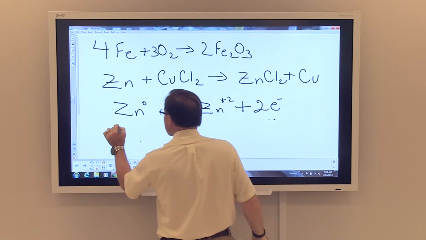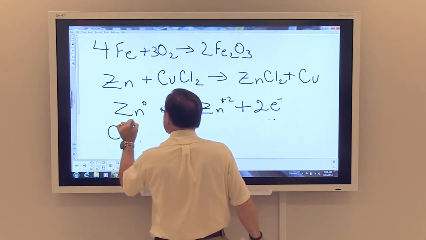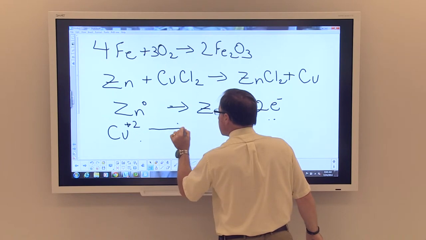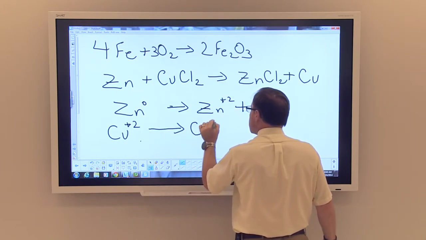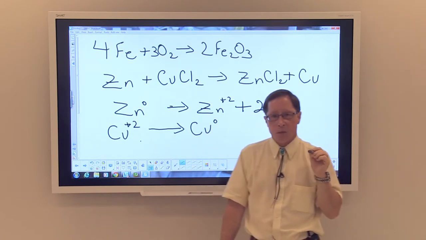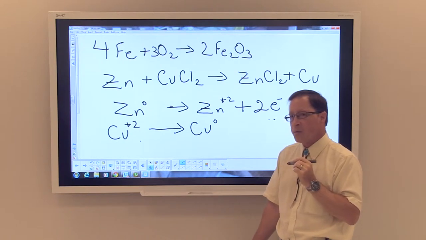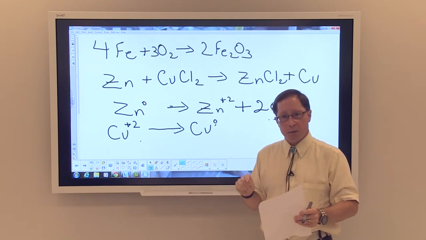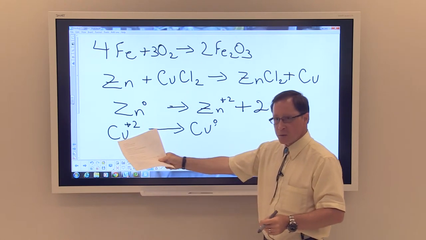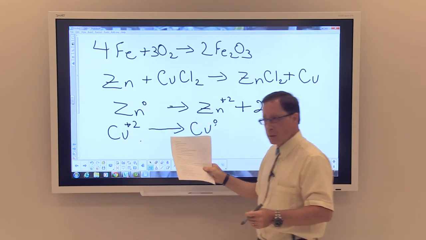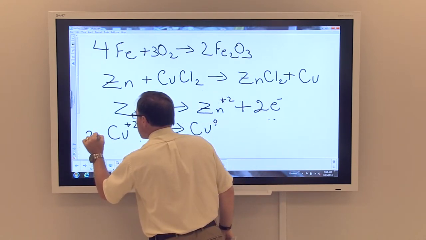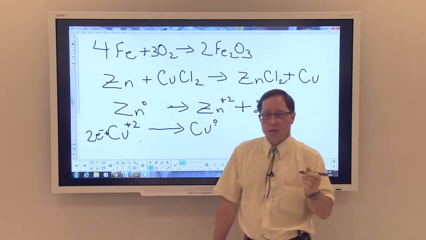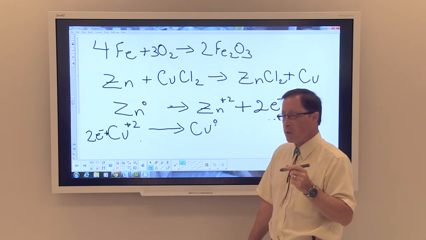Conversely, our copper is plus two on the left-hand side. Copper is going to copper zero. And so the question would be, where will the electrons go in this reaction? Well, think about it. You have no charge here, positive two here. The electrons are going to go on the more positive side. We need two electrons to be added here in order to get the charge balance. So we add our electrons to the reactants. So these are examples of half reactions that we'll look at.